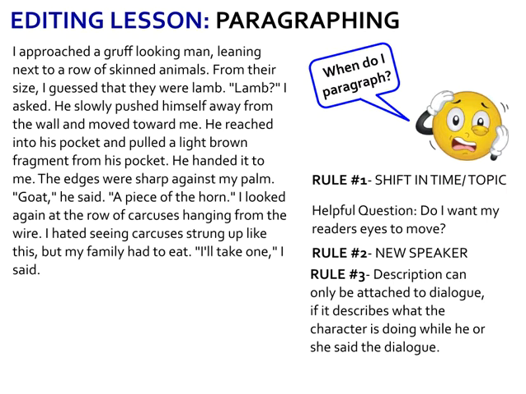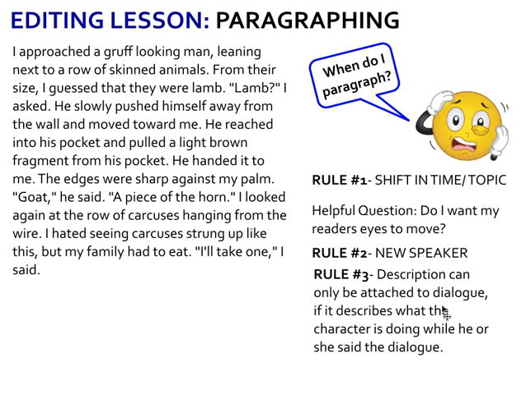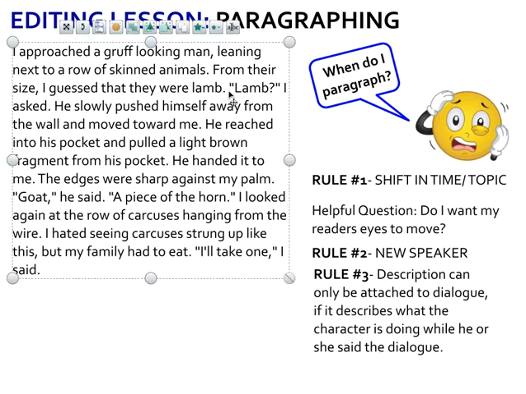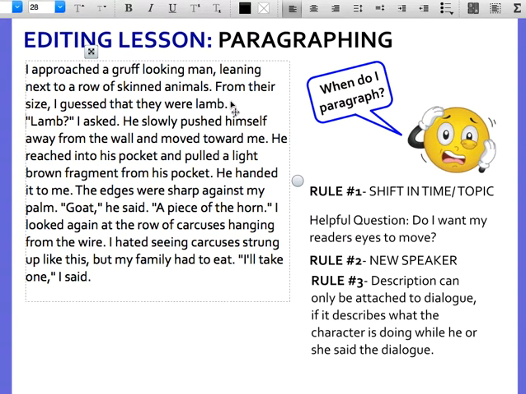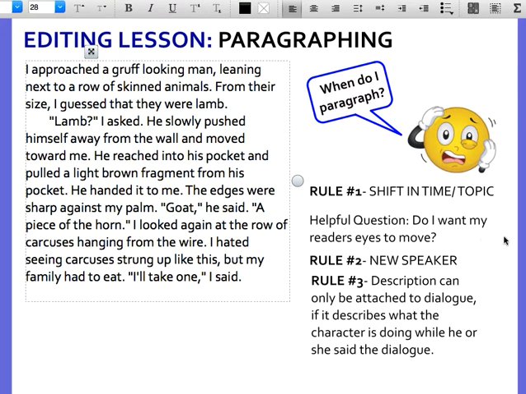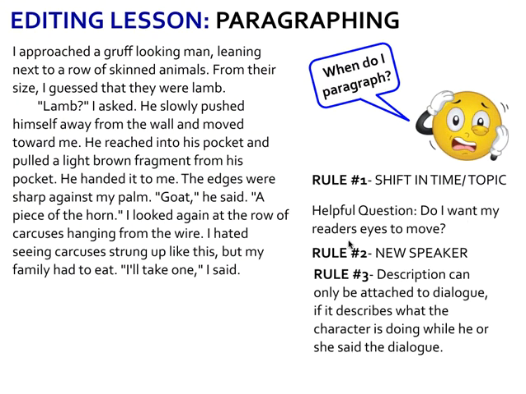Okay, so let's get started. I approached a gruff-looking man leaning next to a row of skinned animals, so I can picture that. From their size, I guessed they were lamb. Okay, so she's still talking about the row of skinned animals. Lamb, I asked. Okay, so I'm going to add a paragraph here. And the reason I want to add a paragraph here is because of this first rule. I want my reader's eyes to move. In this first paragraph, I want my reader to be looking at this gruff-looking man.